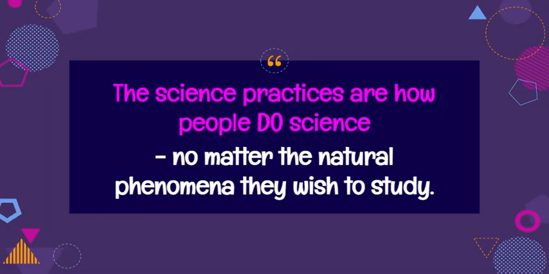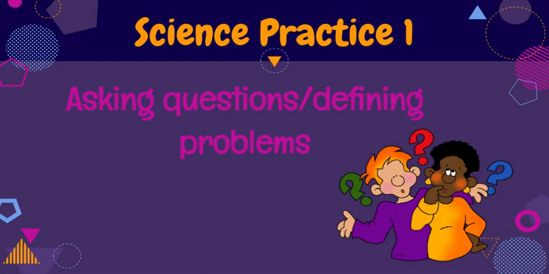right? So the science practices are how people do science. It doesn't matter what phenomenon they're studying, and it doesn't really matter in what order you do them. So let's take a look at the first one. And this is similar to one you already know, right? So science practice number 1 is to ask a question or define the problem that you are trying to solve, all right? This is one of the steps that's in the original scientific method, but we're just going to call it a science practice.